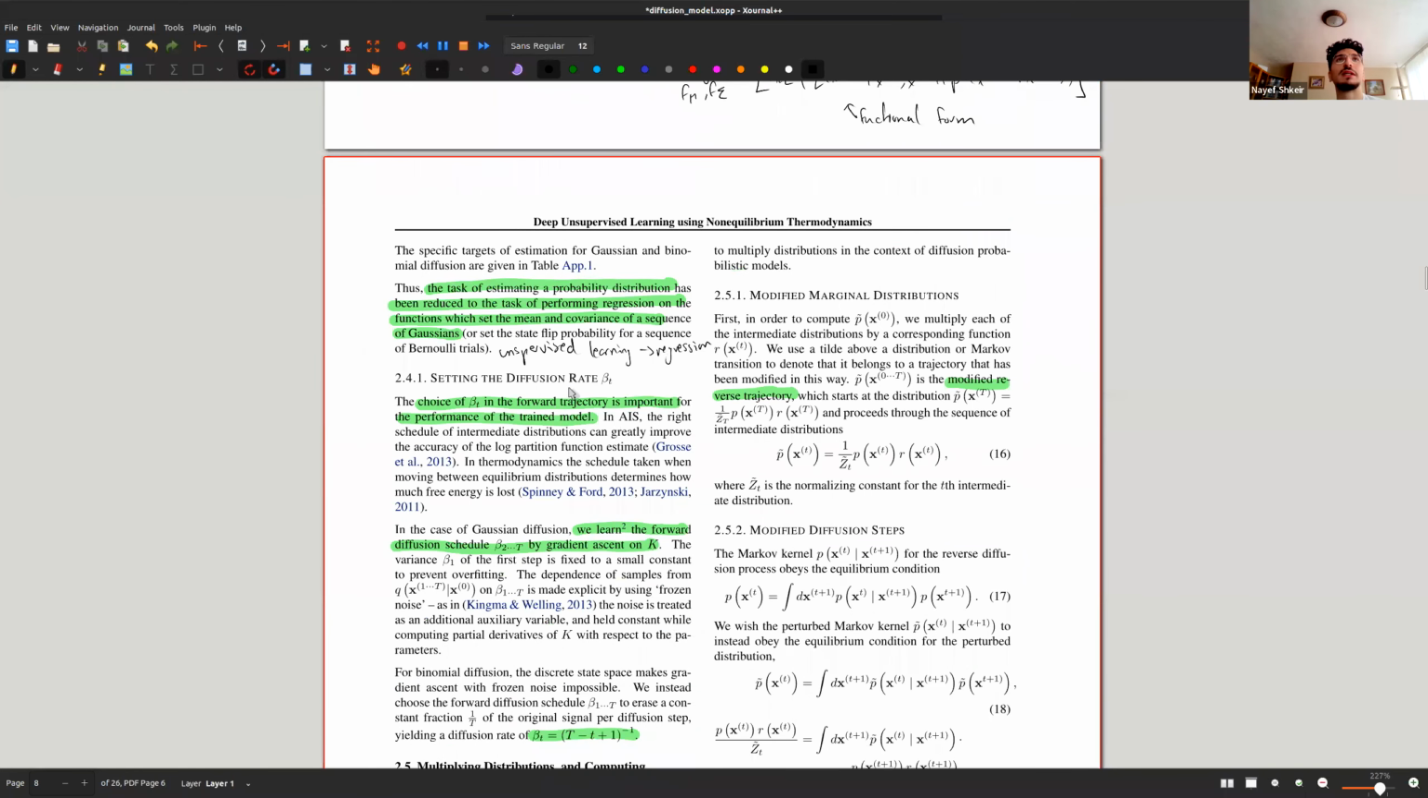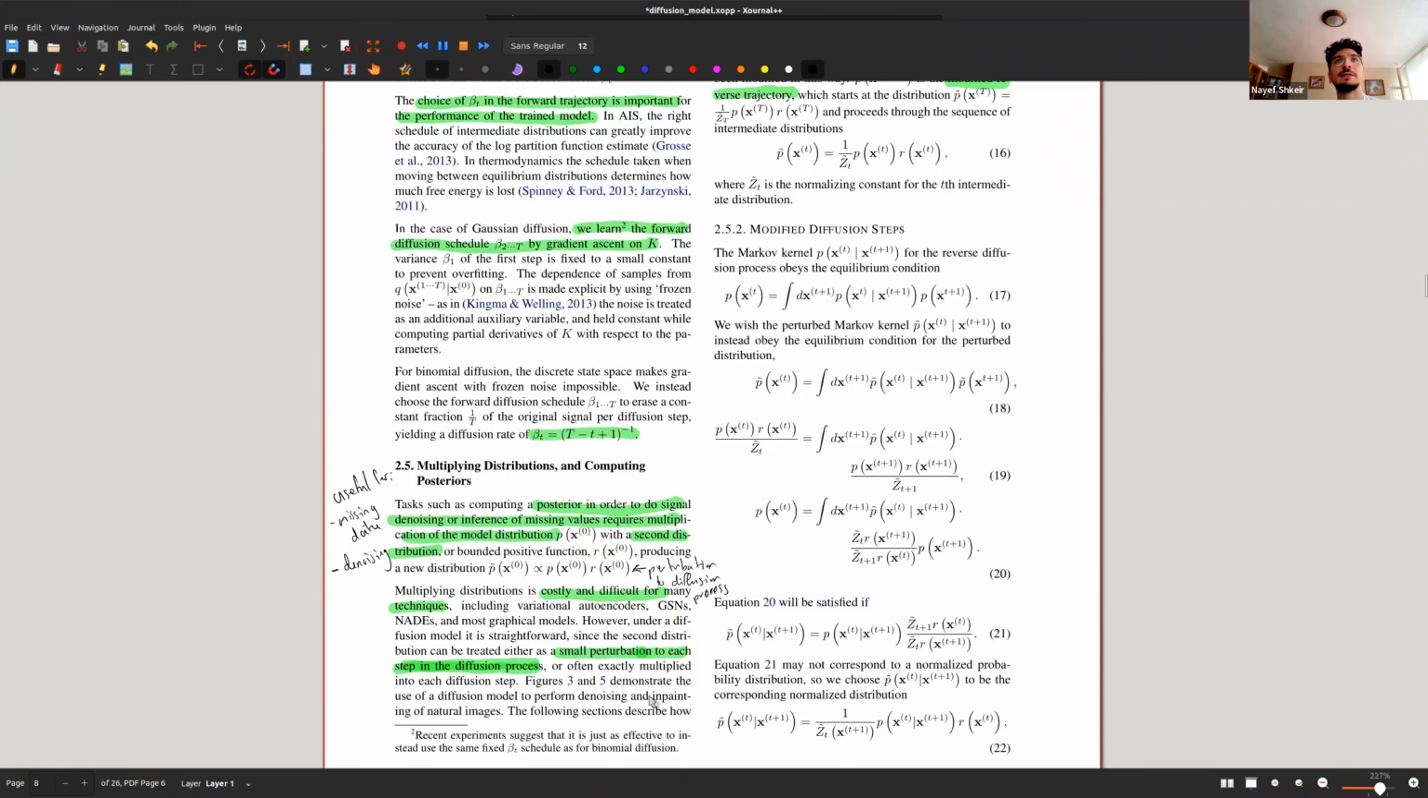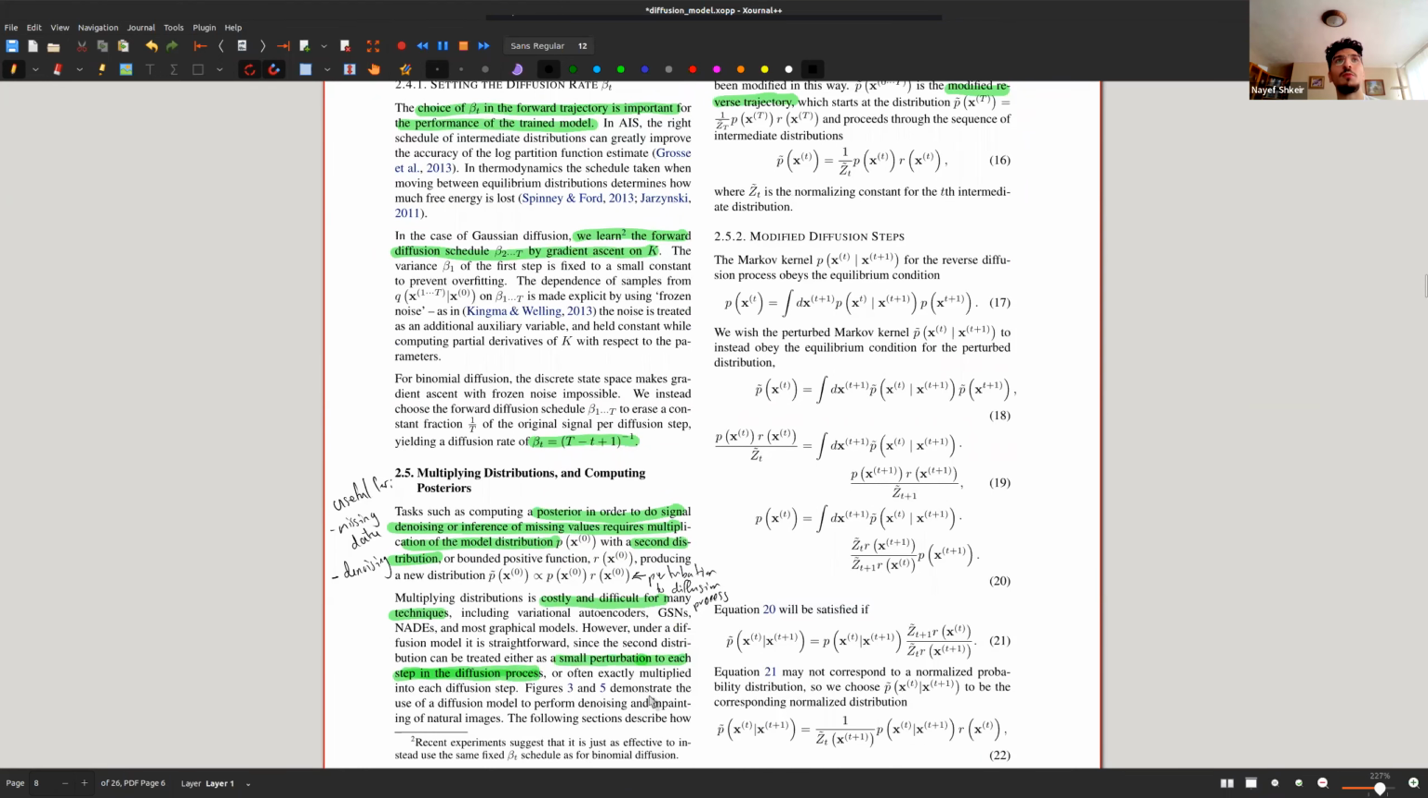But okay. And so then they talk about setting the diffusion rate. You can learn the diffusion rate, or you can set it yourself. They found that even if you learn the diffusion rate, or if you set it with this 1 over capital T minus t plus 1, it doesn't really change anything. And then they go into how this is useful for missing data or denoising data.